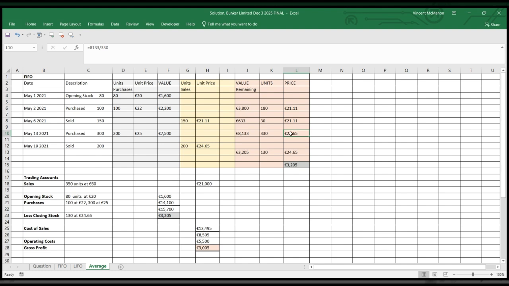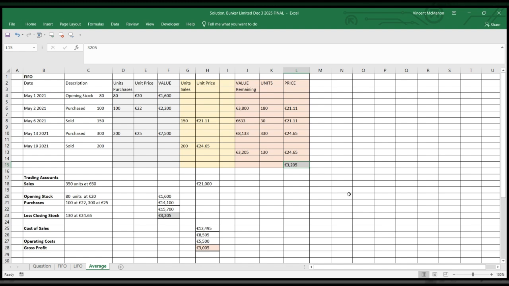Then when it comes to selling, it's very straightforward. We sold 200 at €24.65. We're not concerned about the value of that. What we're concerned about is the value of what we have left. Basically, we had 330, we sold 200, we have 130 left. Average value was €24.65. 130 multiplied by €24.65 gives us 3205. That's the value of our closing stock.